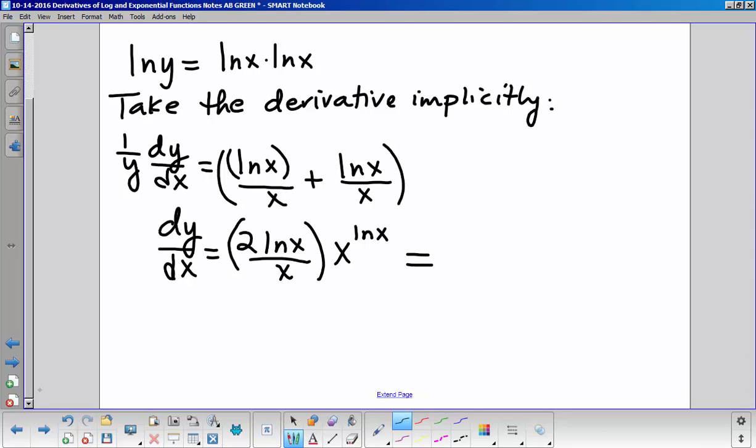Do I have the same base here? Yes. What's the exponent on the x in the bottom? 1. Well, I could rewrite this as 2 natural log of x times x to the ln x minus 1.